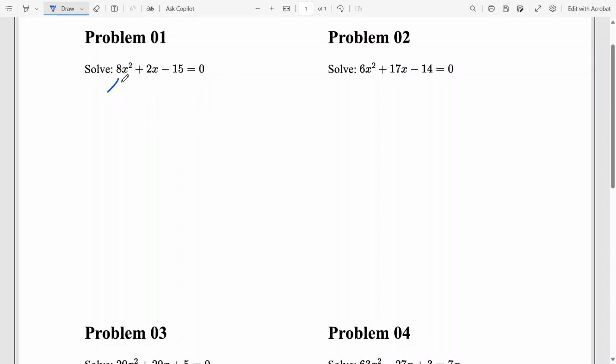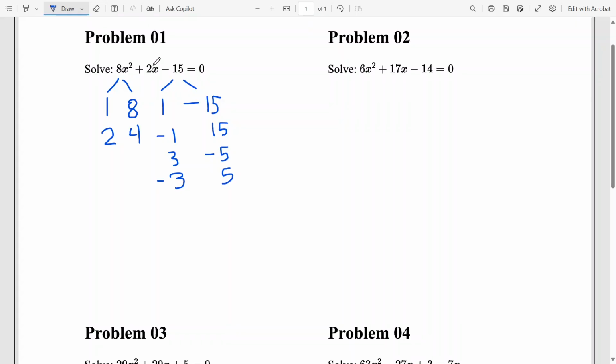So we're going to list the factors of 8. Those are 1 and 8 and 2 and 4. And I'm just going to list the positive factors for this one. Now we have the factors of negative 15. Those are 1 and negative 15 and negative 1 and positive 15. Also, we could do 3 and negative 5 and negative 3 and positive 5. Okay, so we want to find the combination that adds up to positive 2.